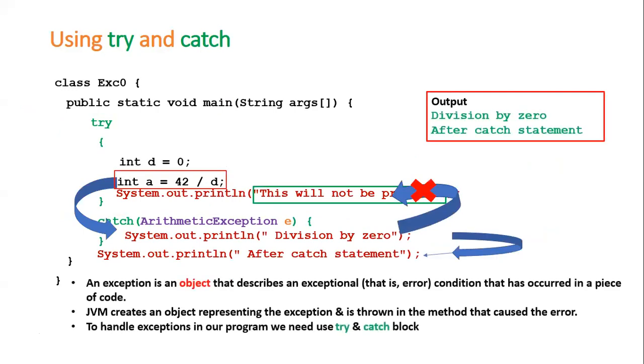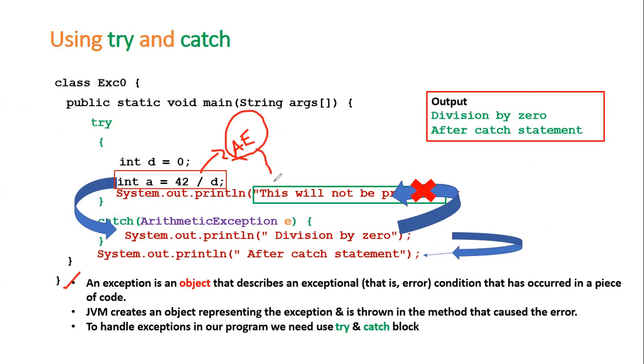Actually, some statements have been written here. You can go to the statements. What is an exception? An exception is an object that describes an exceptional condition that occurs in a piece of code. I think that's what I've discussed, right? What is an exception? An exception is nothing but an object. So this statement throws an arithmetic exception. What is an arithmetic exception? It's nothing but an object.